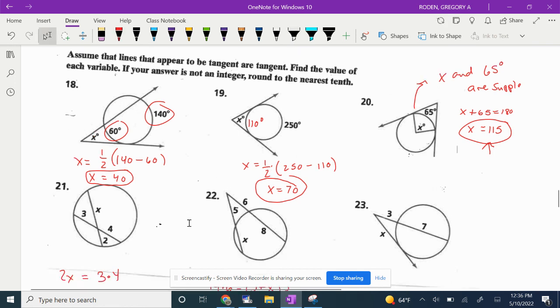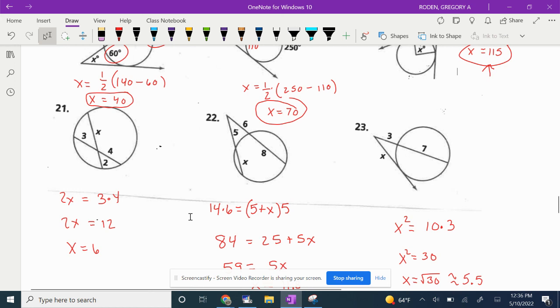Okay? All right, so the next one here, we just look at the segments, the pieces of the secants, and we say, okay, 2 times x equals, so what do we get? Short times long equals short times long. Then we multiply them together, and then we just solve it, x equals 6.